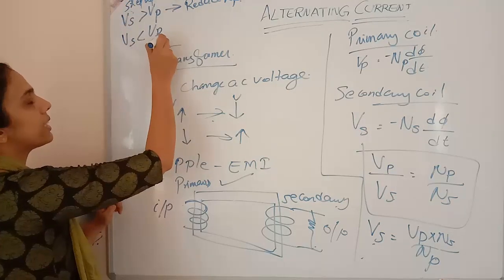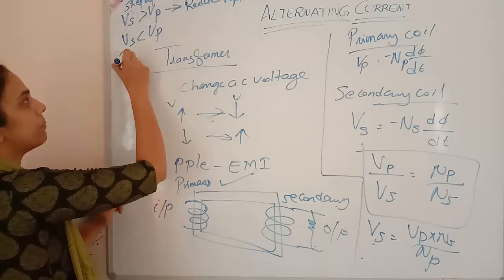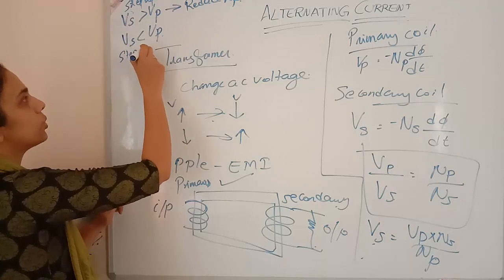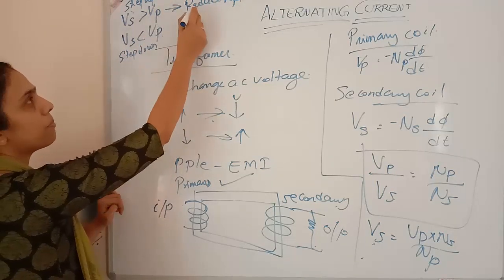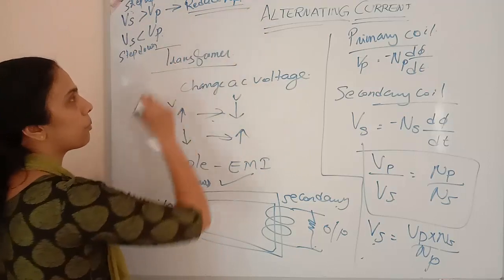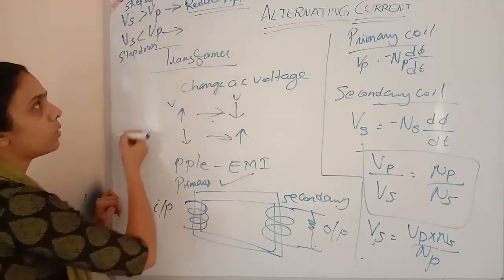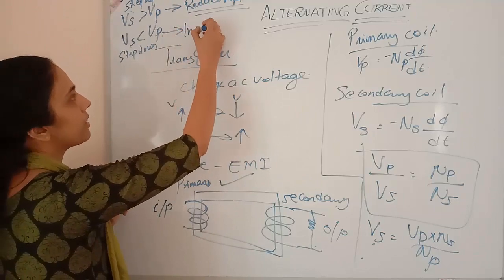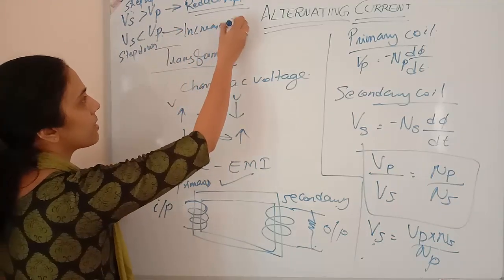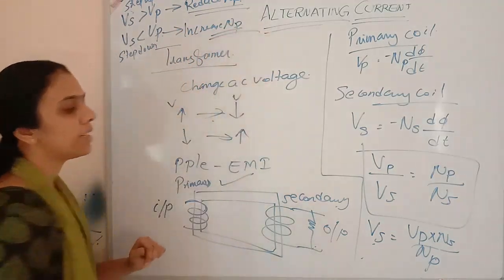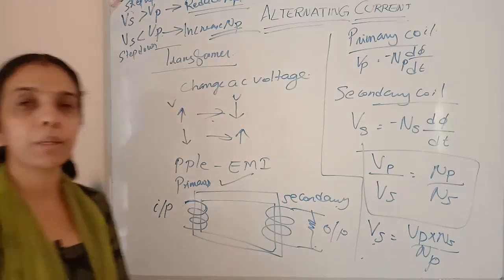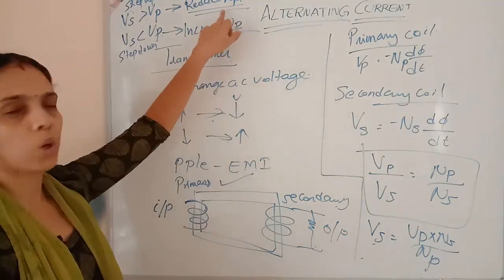If voltage is decreasing at the secondary, it means a step down transformer. So to get a step up transformer, we should reduce the number of turns at the primary, and to get a step down transformer, we should increase the number of turns in the primary, compared to the secondary coil.